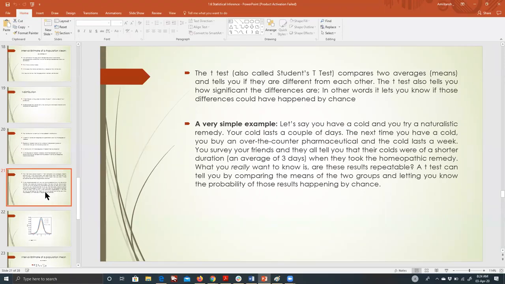Now to understand what just happened, you survey your friends and they all tell you that their colds were of shorter duration, an average of 3 days, when they took the homeopathic remedy. What you really want to know is, are these results repeatable? Because there is no global population that you have surveyed, it is just a few of your friends. So a t-test can tell you, by comparing the mean of two groups, the probability of those results happening by chance. So you can compare different means and try to understand how much of this is chance, or how much certainty there is that this will repeat.